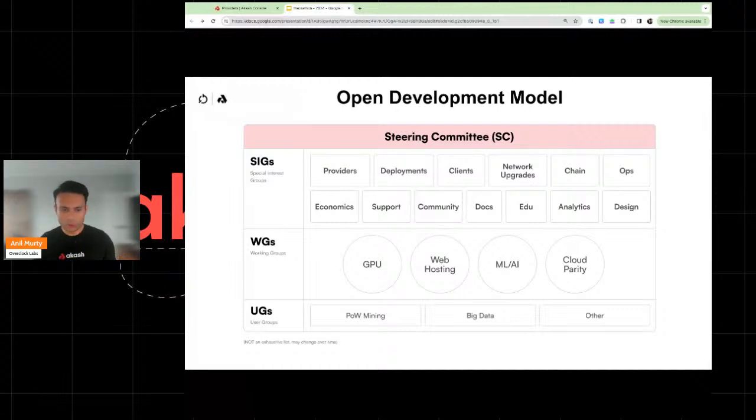And then we have these work groups, which are horizontal, cutting across these special interest groups, and they are focused on driving forward a specific initiative. For example, when we were working on GPUs, we had a bunch of work that happened across providers as well as clients. So this GPU work group would involve both of those folks and make sure that when we launch GPUs, it all works together really well. That's basically how we operate in an open development model. And I don't know of any other crypto or non-crypto project today that is running a distributed or decentralized infrastructure platform that does an open source, open development model.